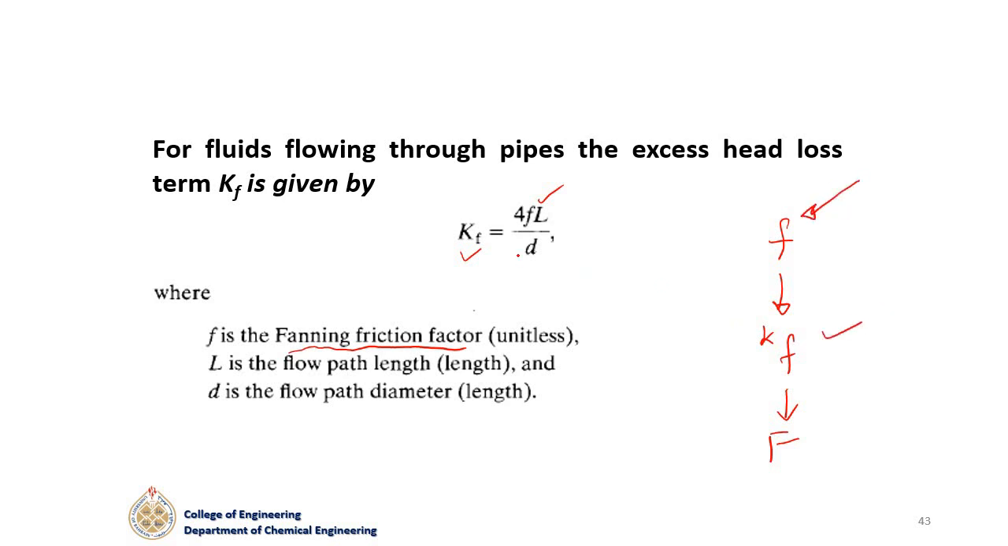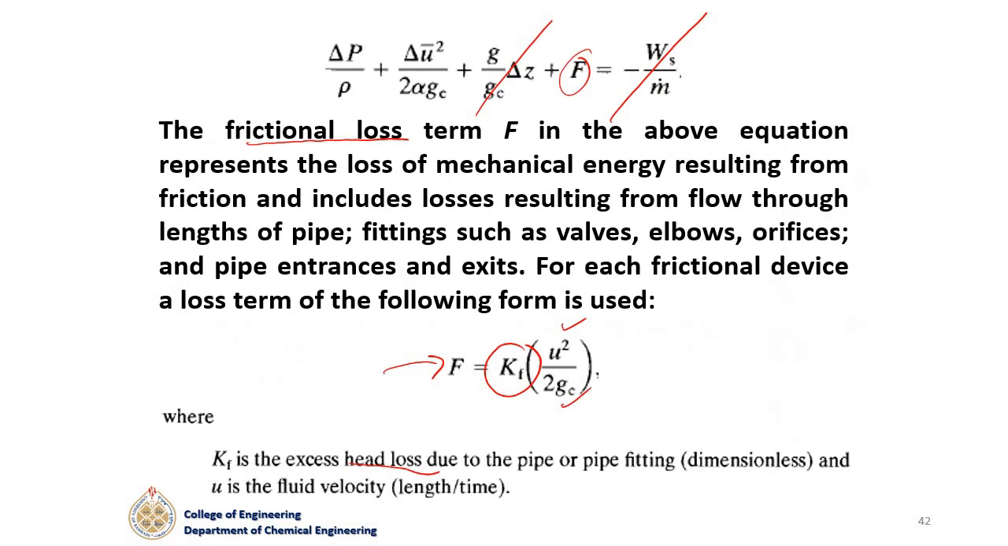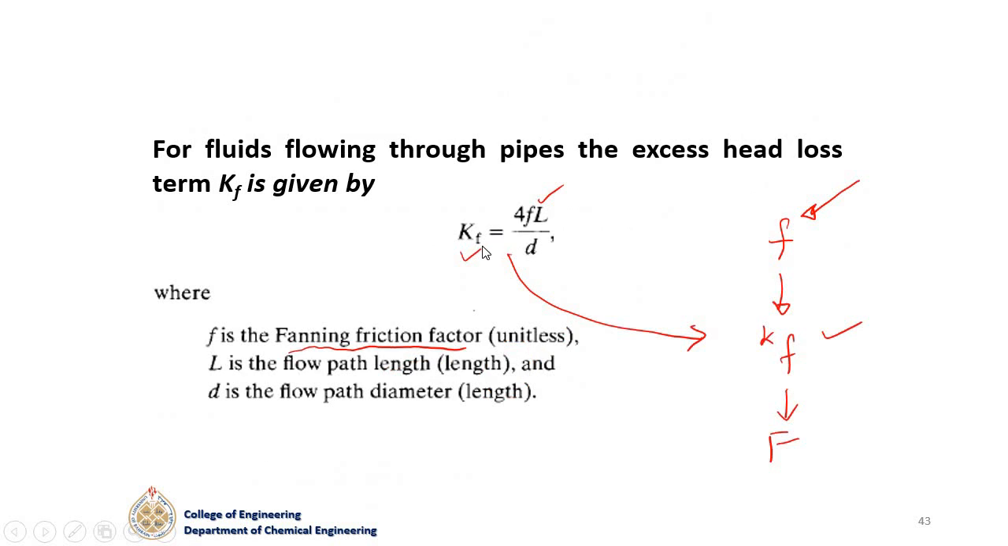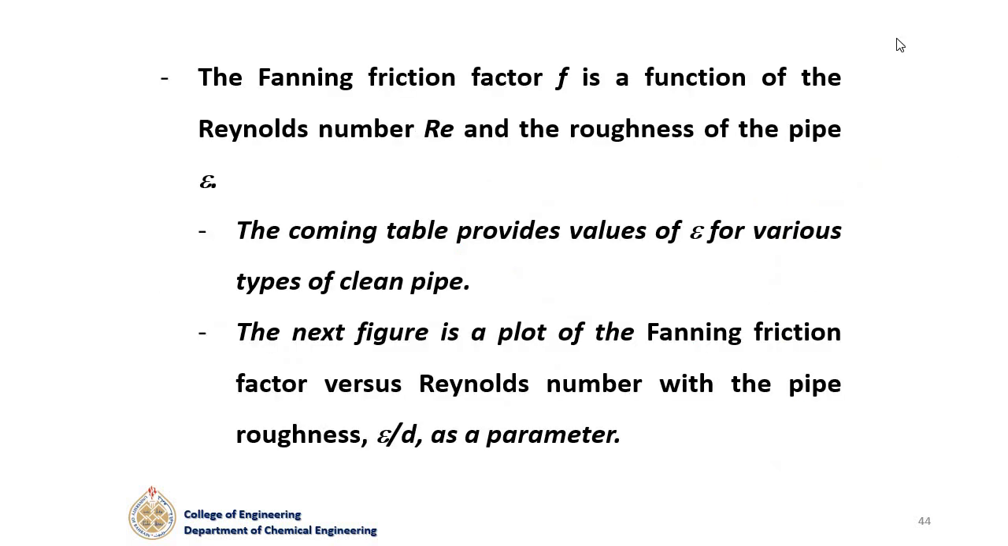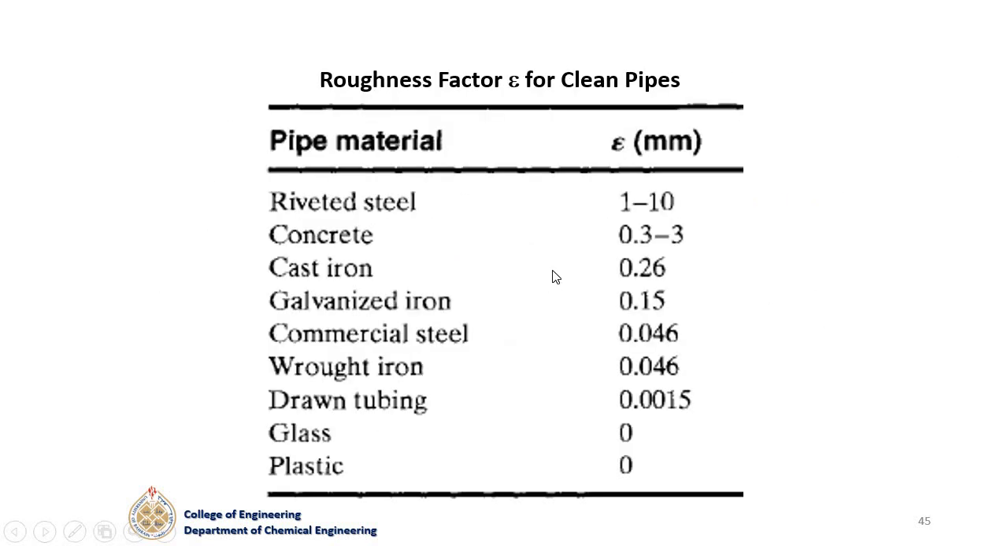We have an equation for KF, right? It comes from here. And we have an equation for F, right? So F is equal to KF into U squared over 2GC. We have an equation for F. We have an equation for KF, but we don't have an equation for the friction factor. To find it, we need something called the roughness factor and the diameter, okay? And we are going to look at this just here, okay? What do we mean?